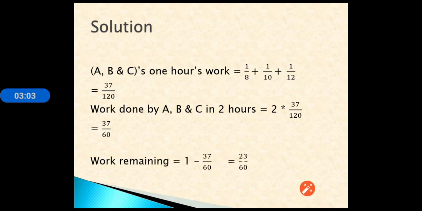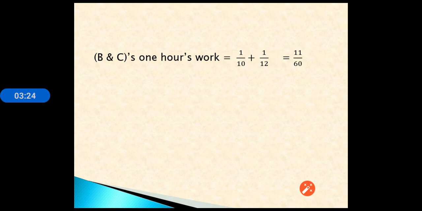So we calculate the remaining work. The remaining work will be calculated by 1 minus 37 upon 60, which is equal to 23 upon 60. So let's move ahead. B and C's 1 hour work will be represented by 1 upon 10 plus 1 upon 12, which is equal to 11 upon 60. 11 upon 60 work in 1 hour.